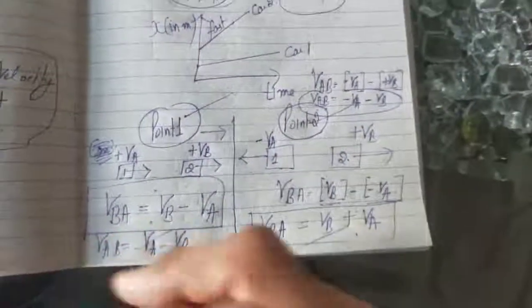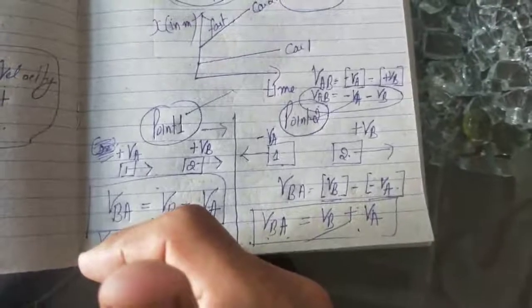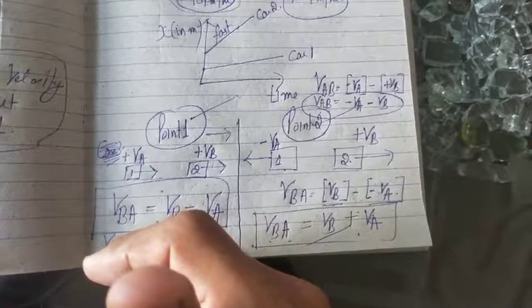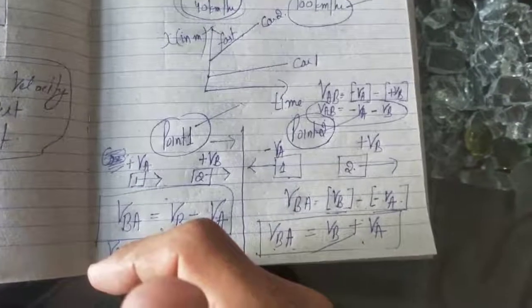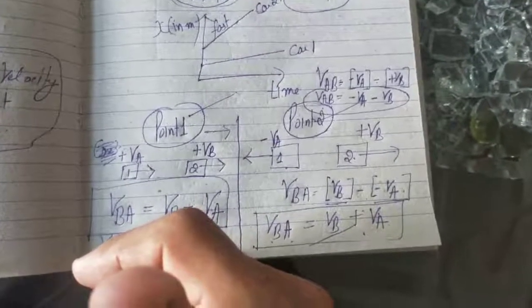So this is all for today. This lesson has been completed. Motion in a straight line is completed with this topic. Relative velocity is the last topic. So we will next be starting vectors.